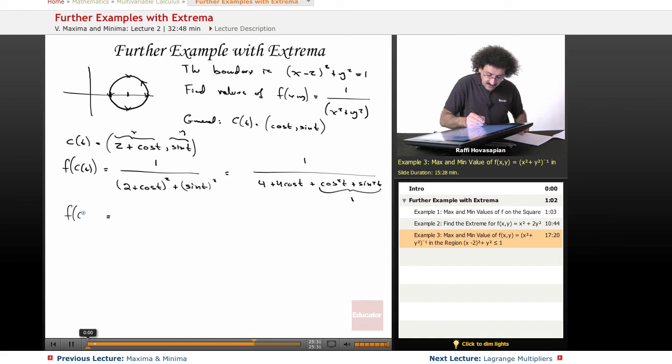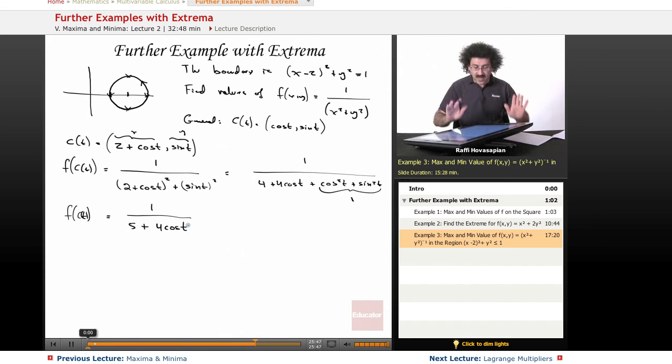So my f of c of t equals 1 over 5 plus 4 cosine t. There we go. I found a way of expressing my function as a single variable, a function of t. This is my function, this is f of x y. Now, all I need to do is find the values of t that make this a maximum and the values of t that make this a minimum. Well, this is really simple here. Notice this cosine of t.